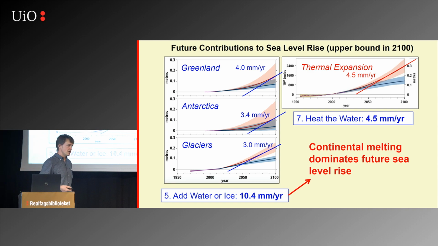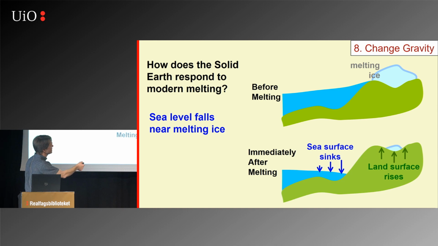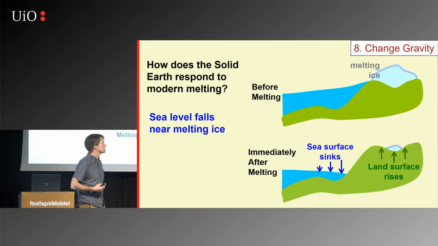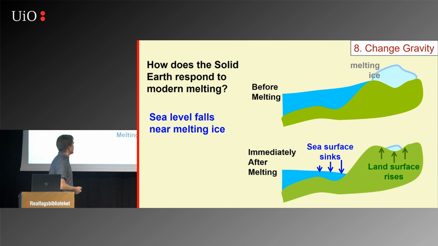So it would be good to know, if you melt this ice, what sort of patterns of sea level rise should you expect? Does it all go evenly, or do you expect things to change? And that's where changing gravity, the last mechanism that I wanted to talk about, comes in.